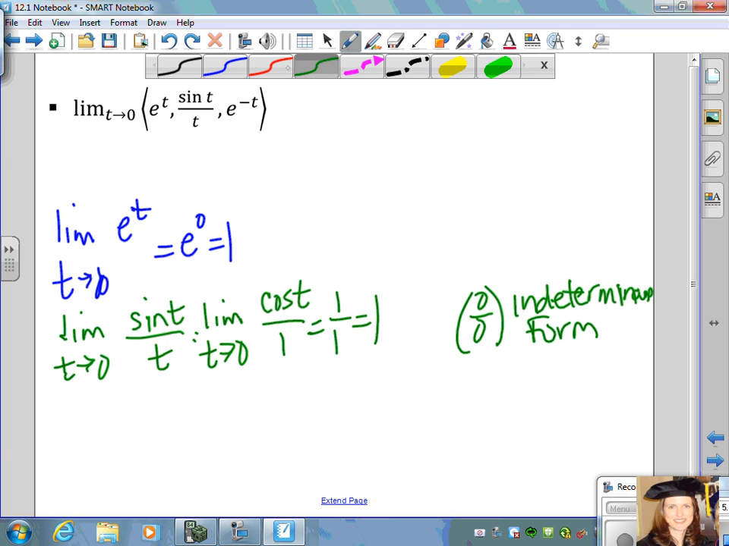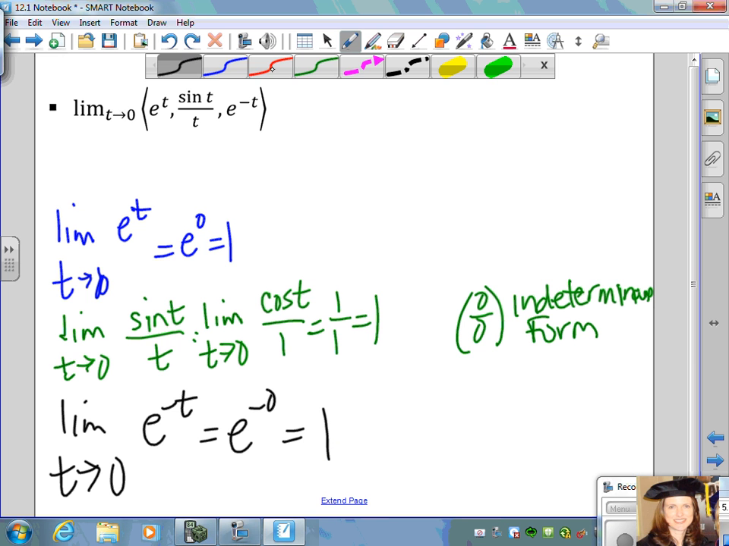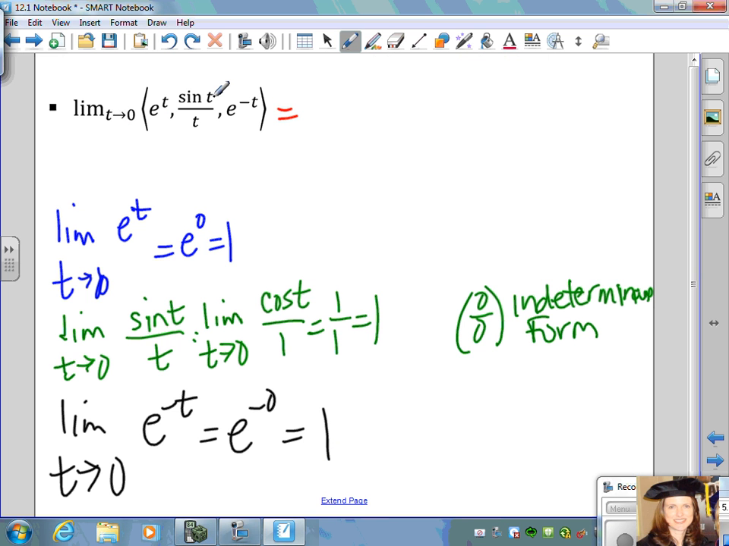And the last part here, we're going to find the limit as t approaches 0 of the last component, e to the negative t. That's e to the negative 0, or e to the 0, which is equal to 1. So the limit of this vector valued function as t approaches 0 is the vector valued function with components 1, 1, and 1.